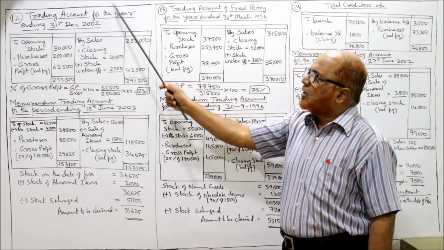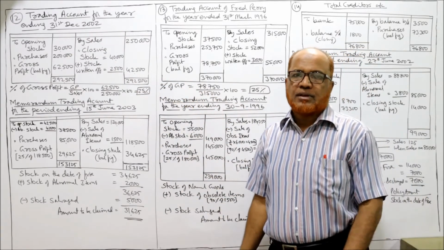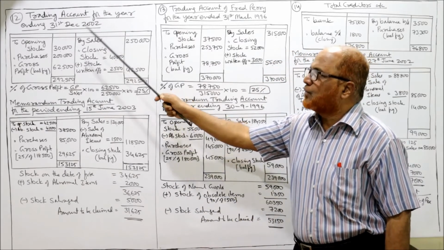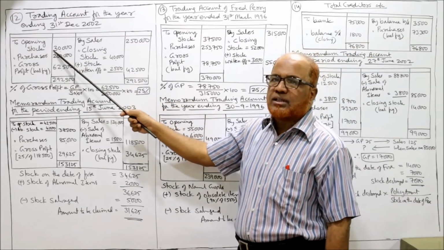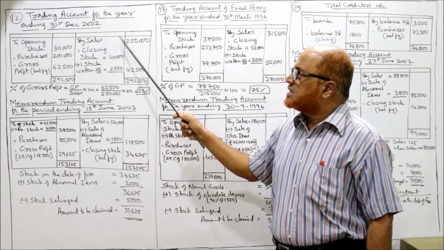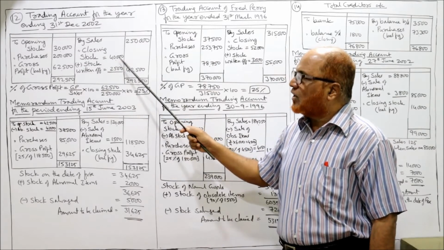Now, the trading account for the year ended 31st December 2002, last year. The fire happened in 2003, but first of all, we are making the account for 2002. Opening stock given in the problem: 30,000. Purchases given in the problem: 2 lakh. And sales are given in the problem: 2,50,000 for last year. Closing stock was given as 40,000.